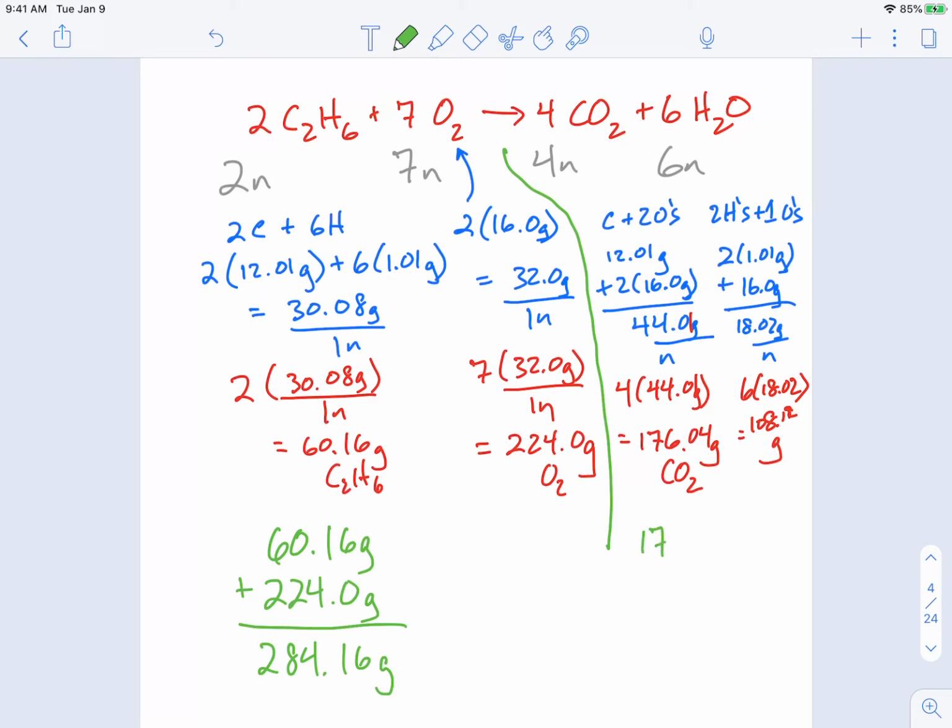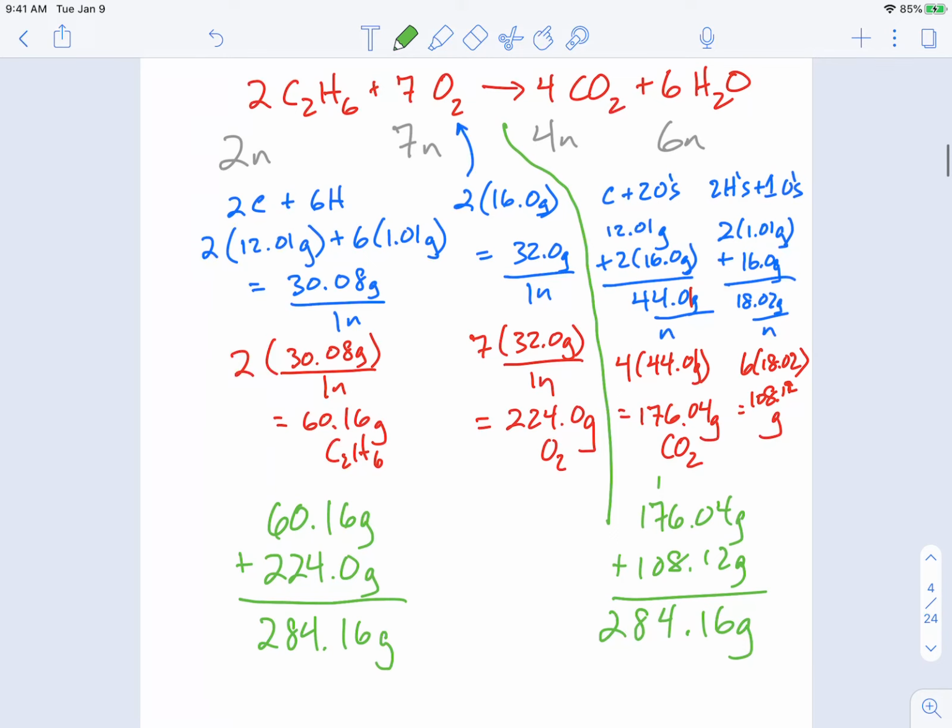And for our products, we add these together. 176.04 plus 108.12 gives 284.16. So we can see by applying our ideas about molar mass to our equation that the mass of our reactants and the mass of our products are equal to each other. And so in our balanced equation, the law of conservation of matter does apply.